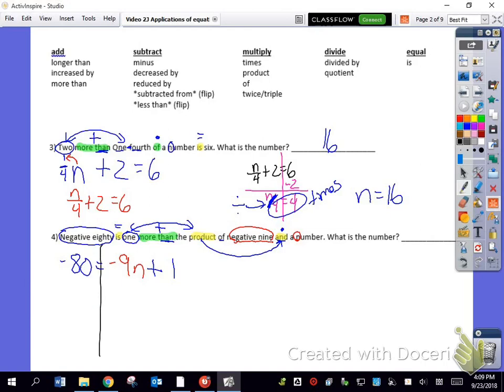The opposite of adding 1. If you want to, you can rewrite this: negative 9n plus 1 equals negative 80. That's not a problem, you can rewrite it, same thing. The opposite of adding 1 is to subtract 1, so negative 9n equals negative 81. The opposite of multiplying by negative 9 is to divide by negative 9. So n equals positive 9, which is your answer.